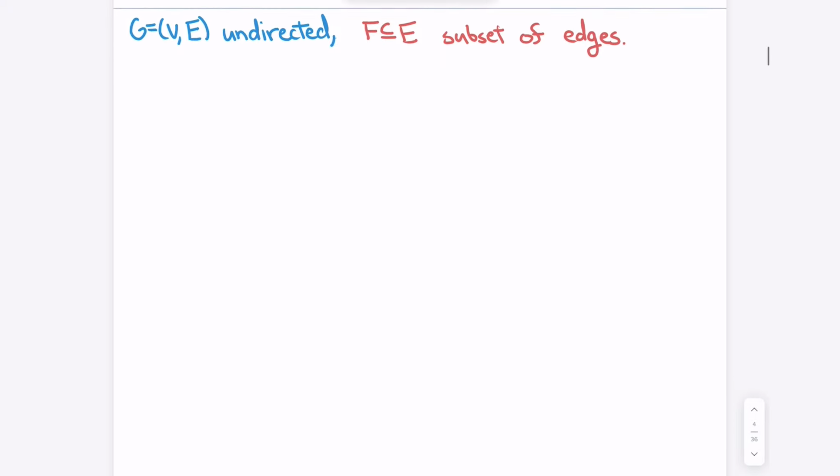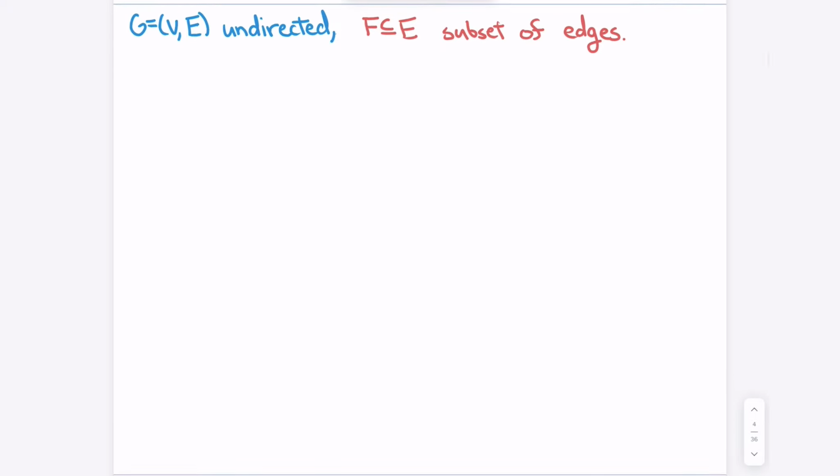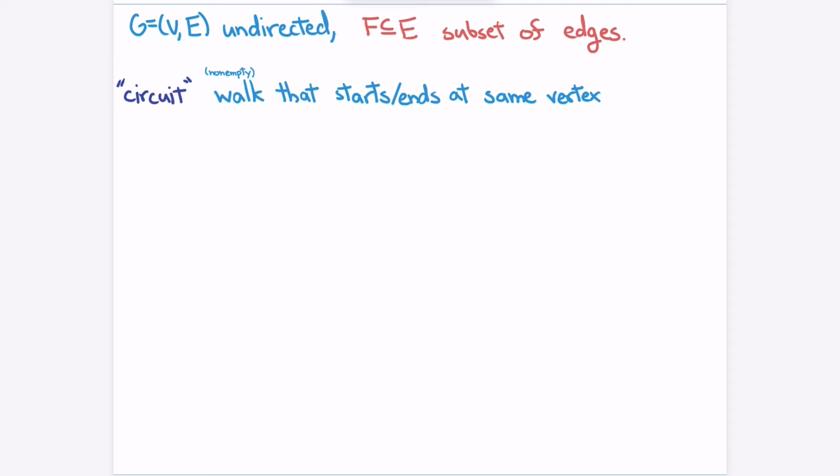Okay, so I think that this is going to be a lecture full of terminology, so bear with me. Suppose I have some undirected graph and a set of edges F. A circuit, well, first just in a graph, is any walk that starts and ends at the same vertex. It can even repeat onto itself. So you're walking around and you start and end in the same place.